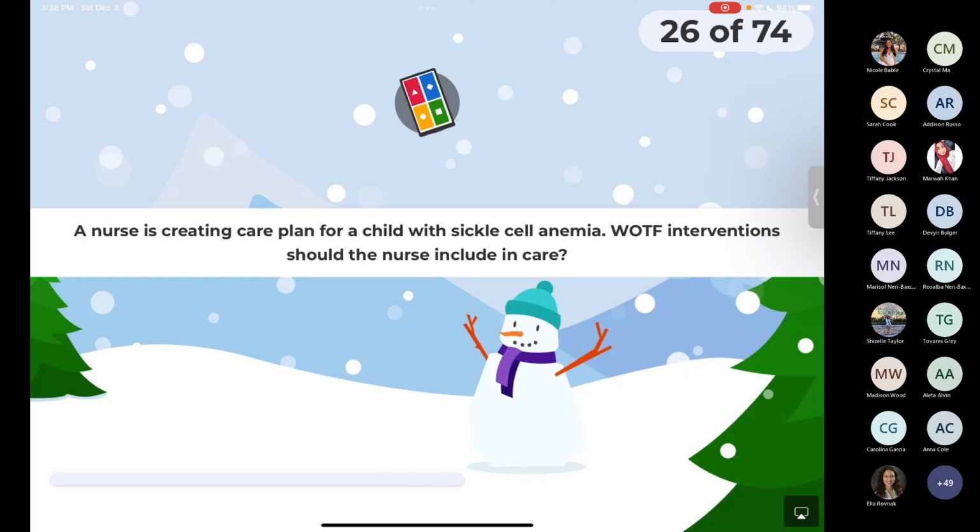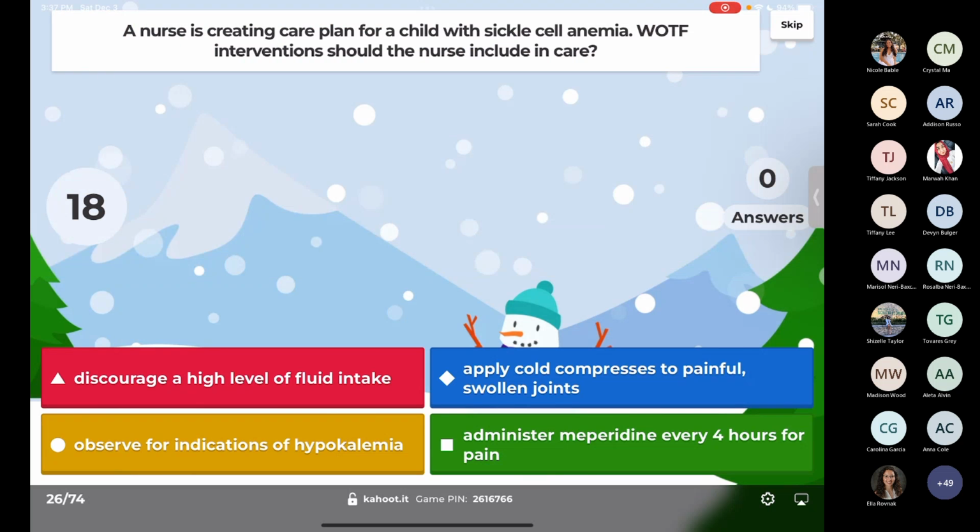A nurse is creating a care plan for a child with sickle cell anemia. Which of the following interventions should the nurse include in the care plan?